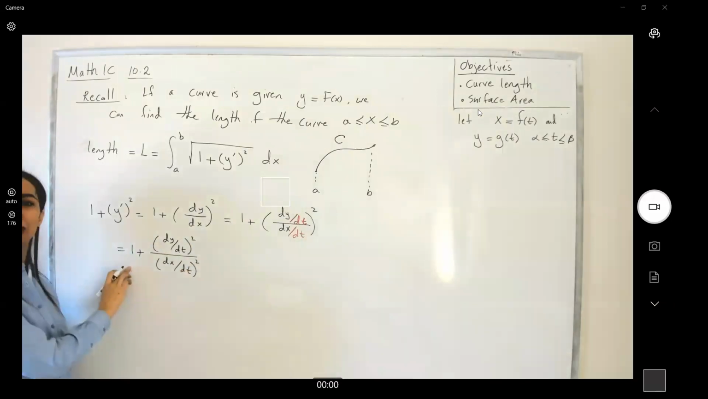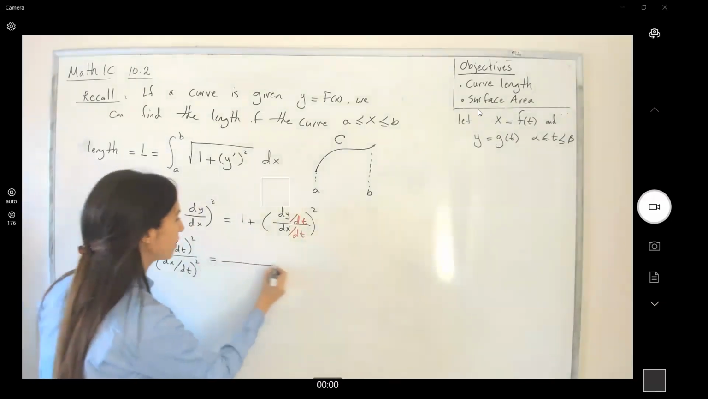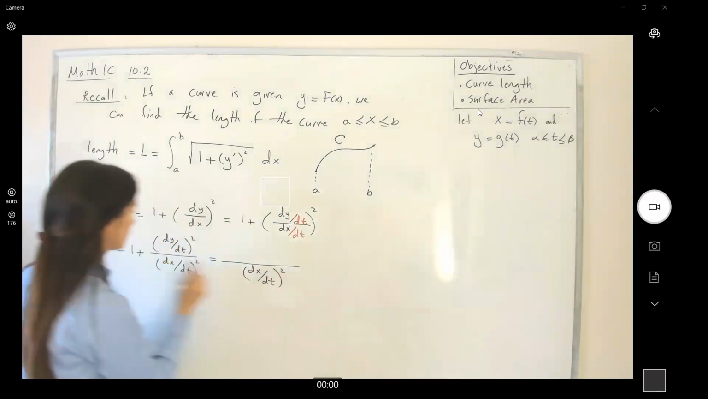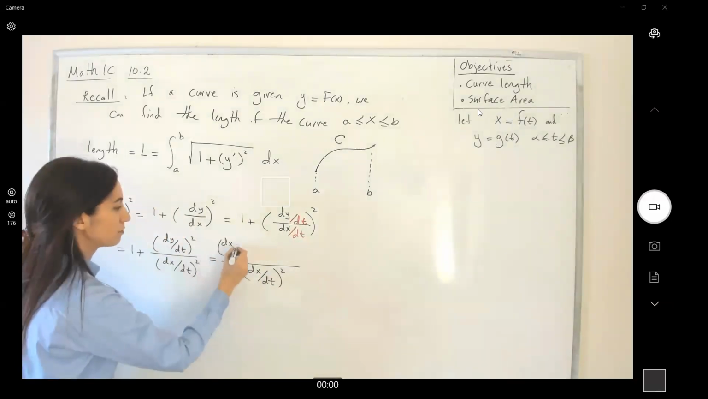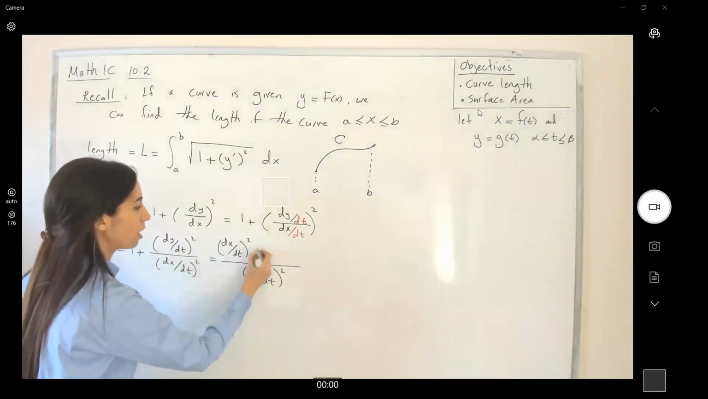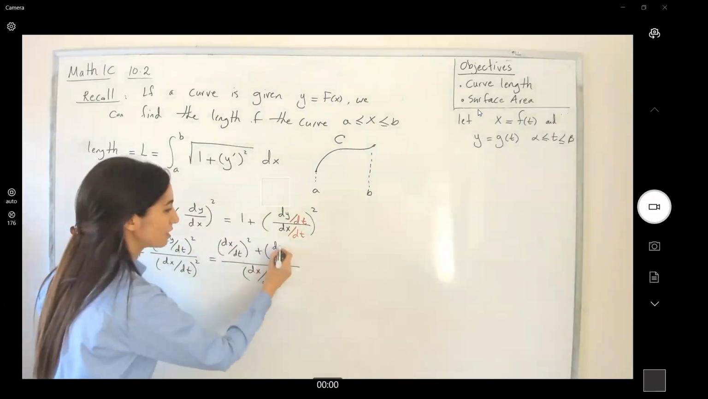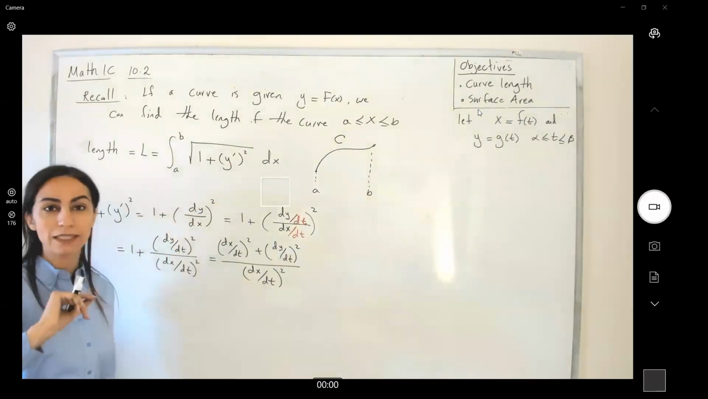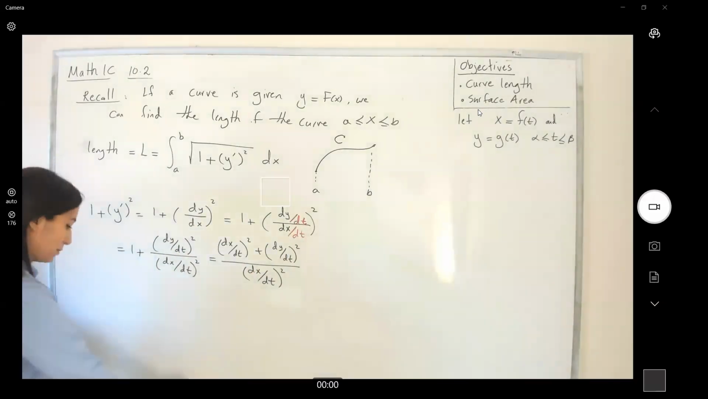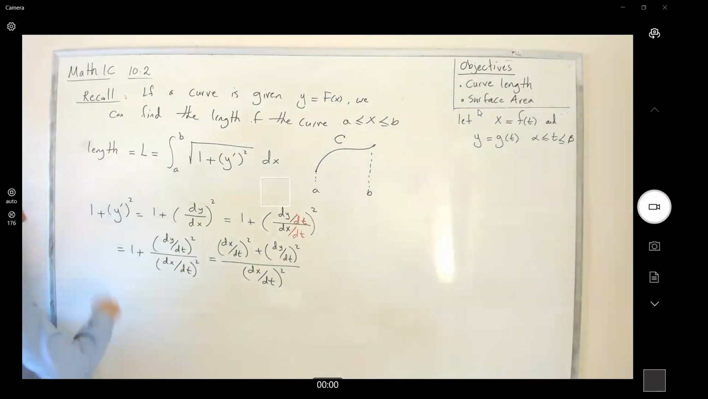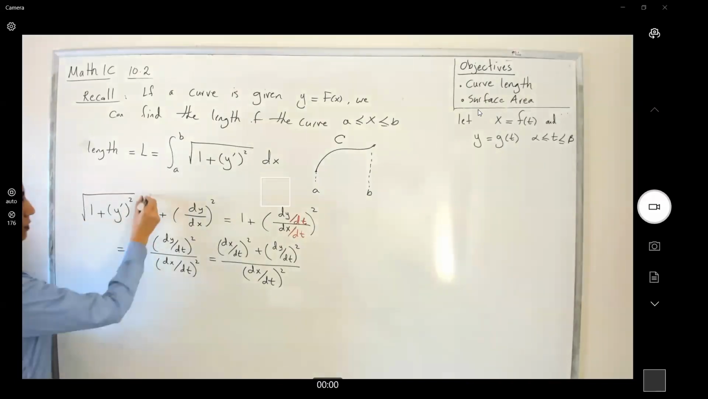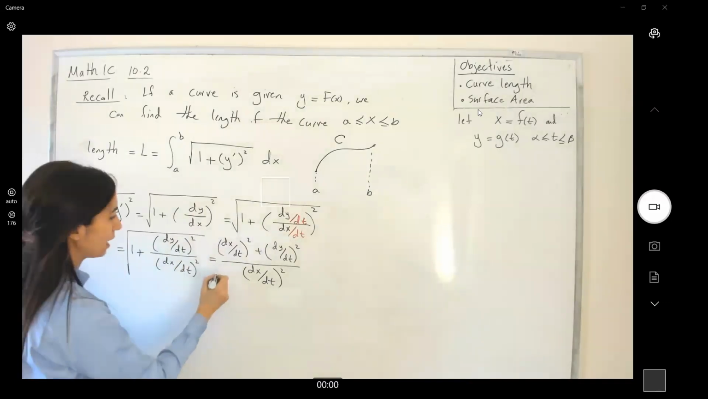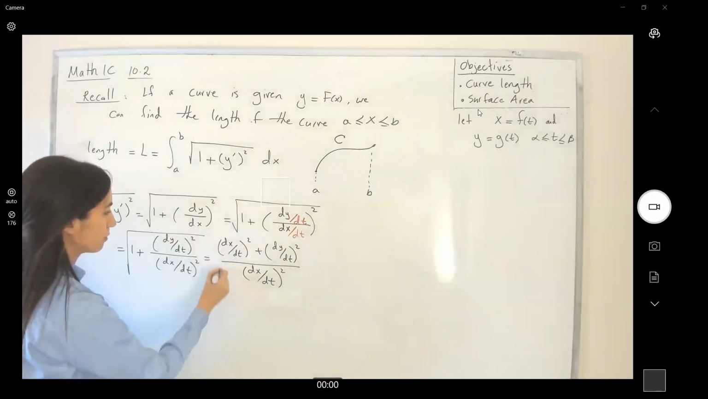I'm going to take the common denominator between these two. I end up with dx over dt squared. Here I get dx over dt squared plus dy over dt squared. Well, everything is inside the radical. Now I'm going to take the radical. Square root, square root, and my final square root.